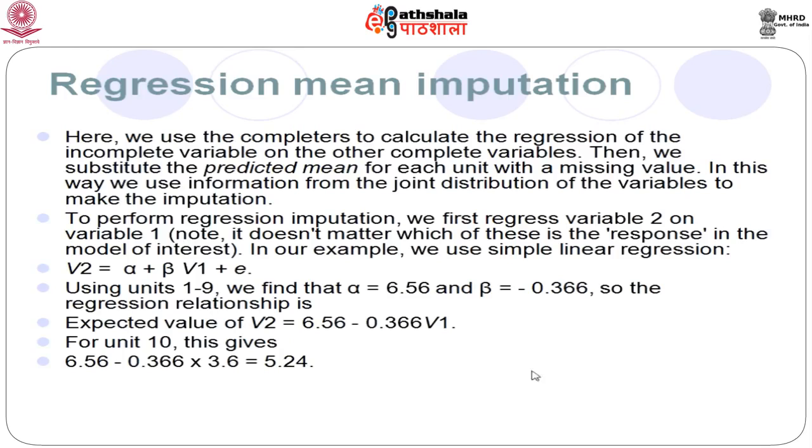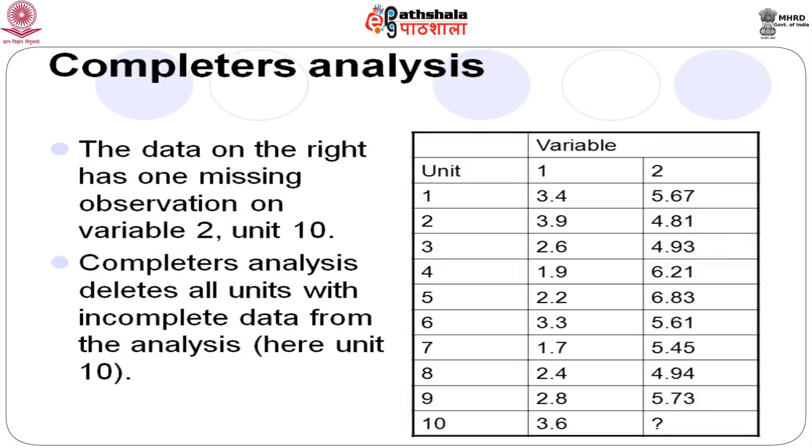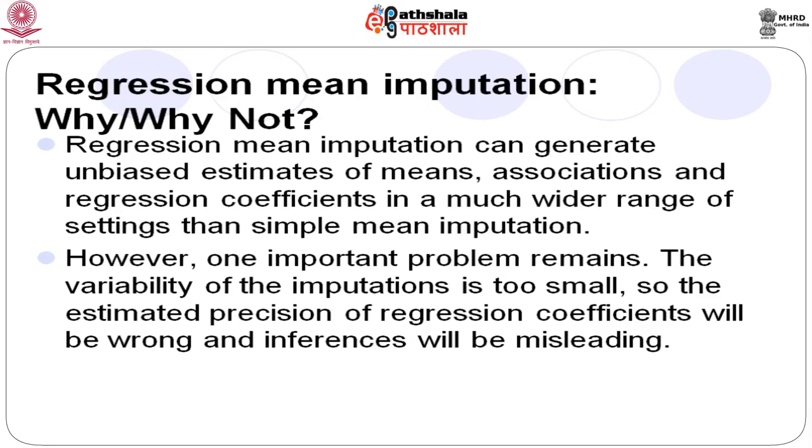So, in this particular example we see that V2 comes out to be 5.24. So, in this table, in the missing position, we substitute 5.24 to get a complete data set. We then go for analysis and draw our inference. All right. Then there are still some limitations of regression mean imputation.